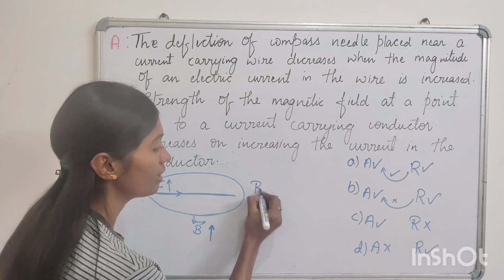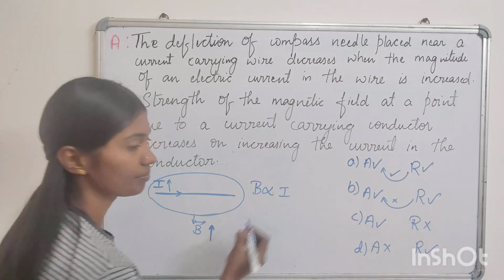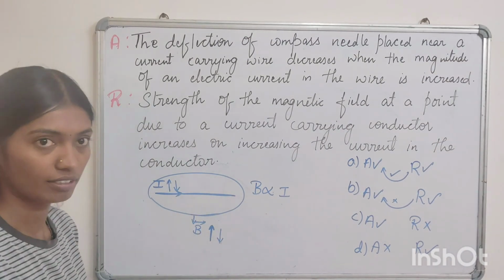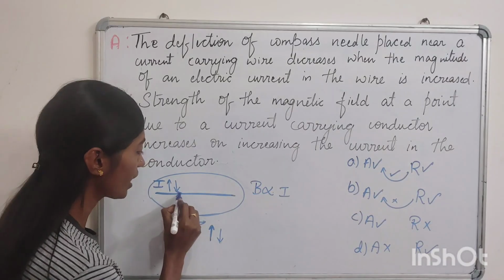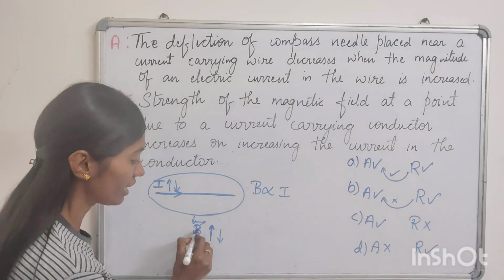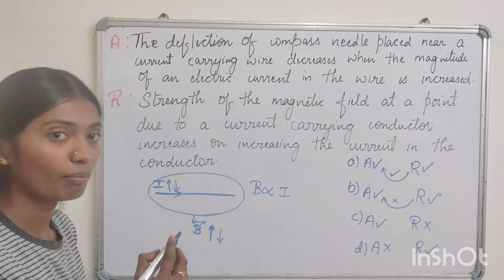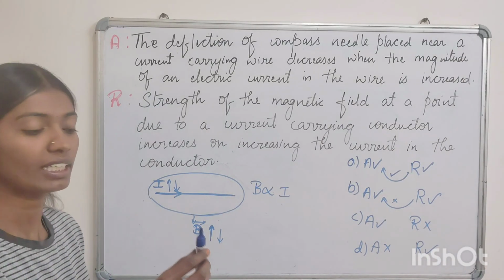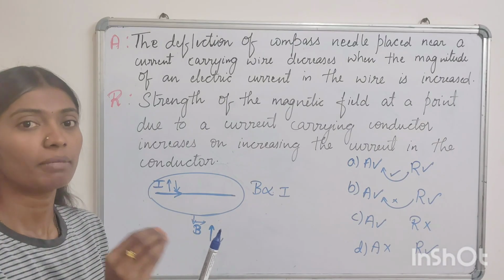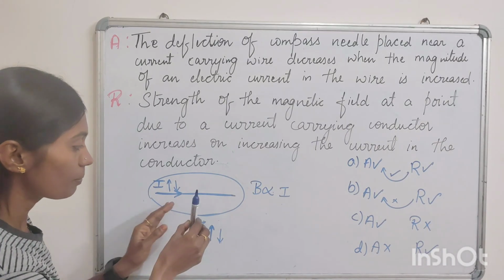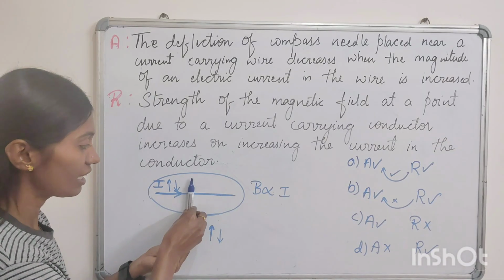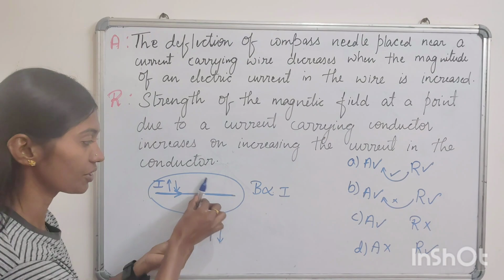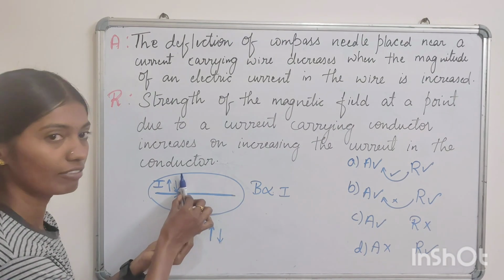That means B is directly proportional to I. If the I value is decreased, then the B value decreases. As the current passing through the conductor increases, the strength of the magnetic field increases. If the strength of the magnetic field increases, what will happen? Suppose you keep a magnetic needle, which is made up of a magnetic material, in the magnetic field. It is going to show the deflection.